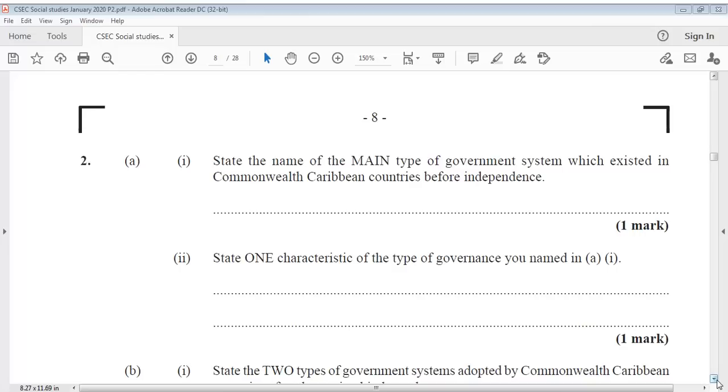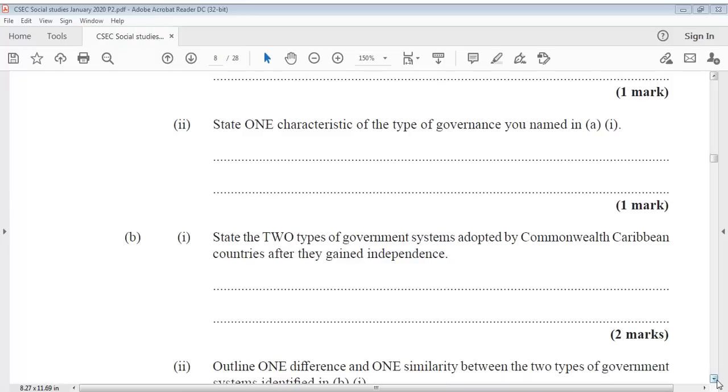The next part of the question says, state one characteristic of the type of governance you named in A, the first part. Now, we know one characteristic of the Crown Colony is that it is administered by a governor that is being appointed by the Crown and is responsible to the colonial office. So they have a governor appointed. So let's go on to the B part.